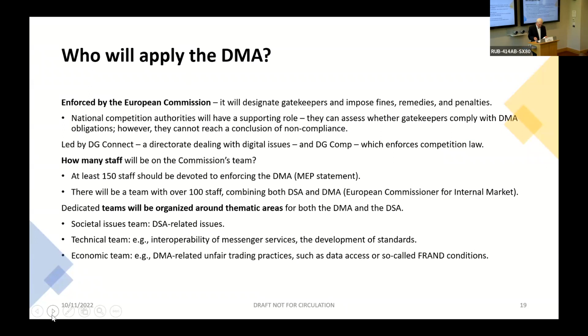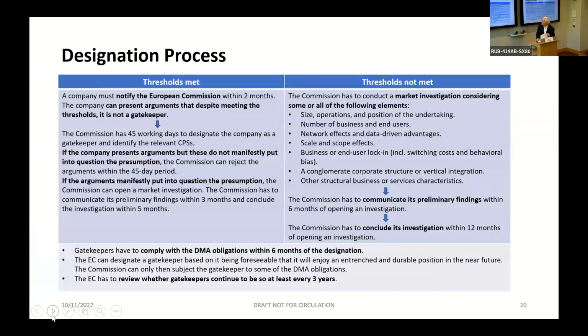But think about the companies we're dealing with, how large they are, how many lawyers and economists they have, how many other experts they have working against this. This is not a huge public operation, but it has an enormous task. So the details of the DMA were designed to try to create incentives for self-compliance. Let's look at what that looks like.